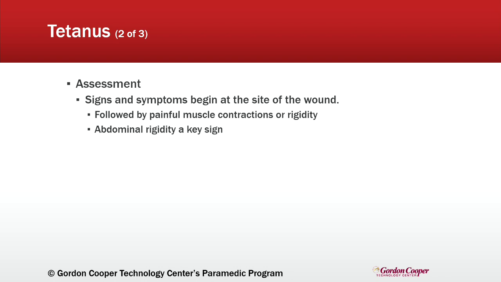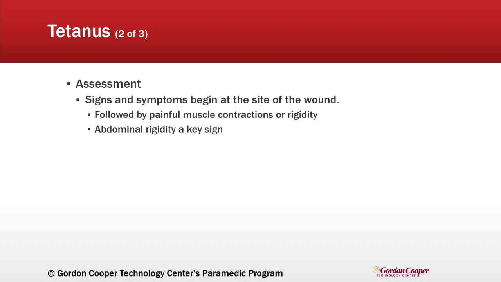A key sign of tetanus is abdominal rigidity as well. Those abdominal muscles will contract. Other signs, of course, they're going to have difficulty swallowing. They may even have some hydrophobia, which is similar to what we see in patients with rabies, drooling, and respiratory distress.